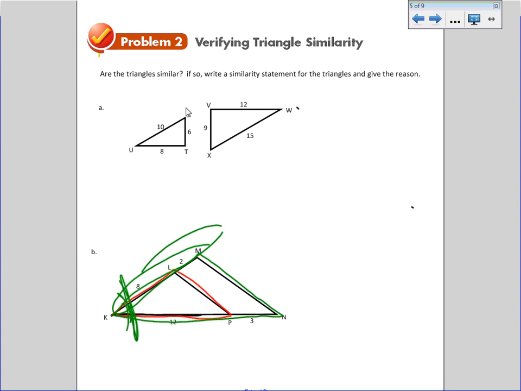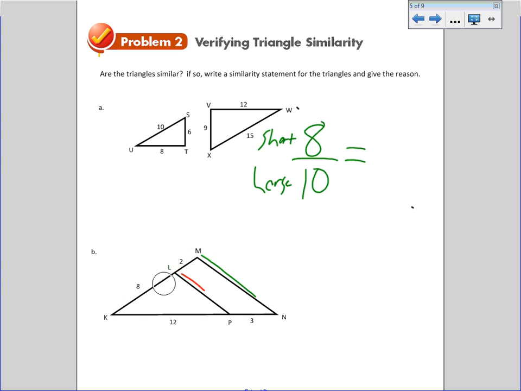Okay. So the left side is going to be 8 is the short side to 10. Now if I'm going to make this the short or small triangle and this the large triangle, I need to keep with that same pattern when I write the second similarity. So my second similarity, I'm going to look at this bottom. And the short side on this is going to be 12. And the long side is going to be 15.